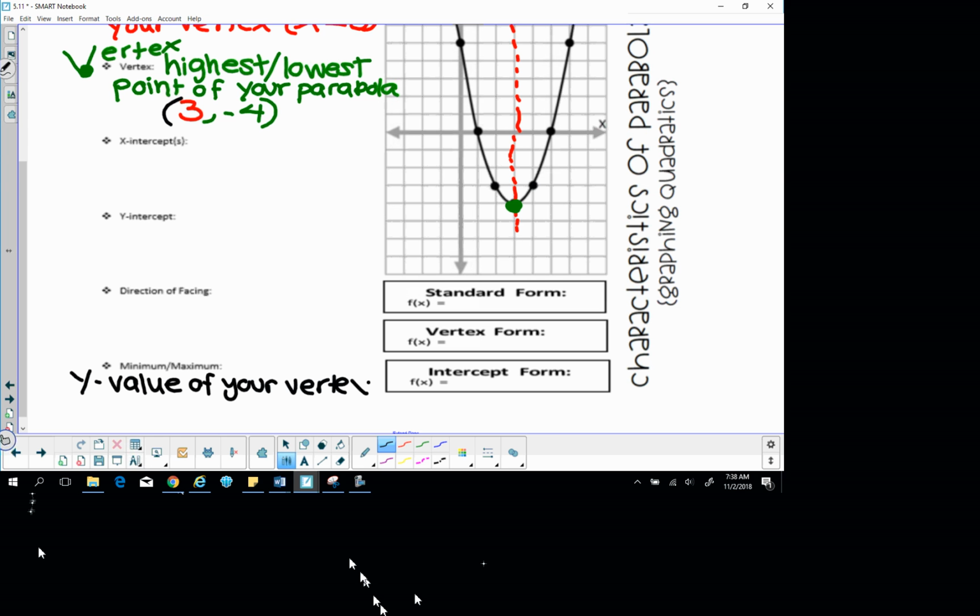So usually when they say the vertex, or they're asking for min or max, they're asking what is the highest or lowest point, and they're talking about the y because that's up and down. So right here you can see your lowest point would be when y is -4. It's the y coordinate of your vertex. It's your lowest or highest.